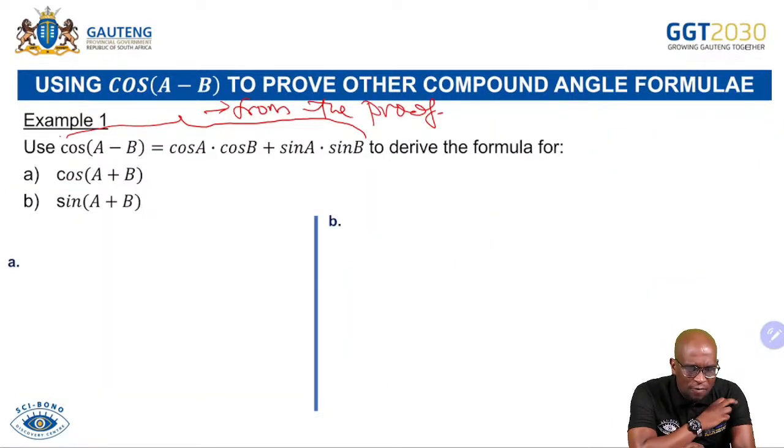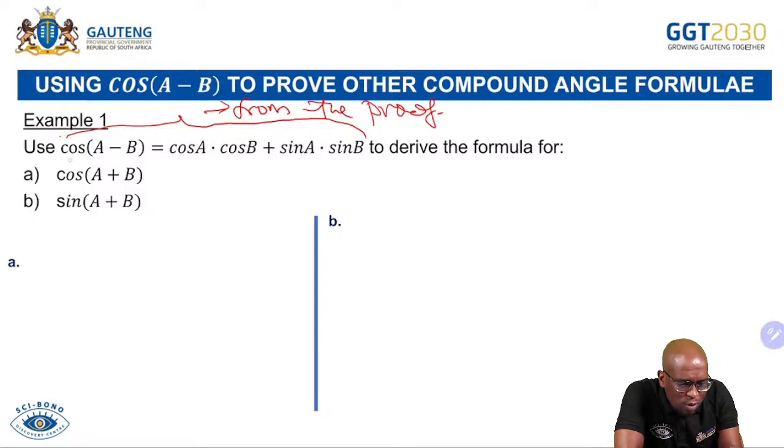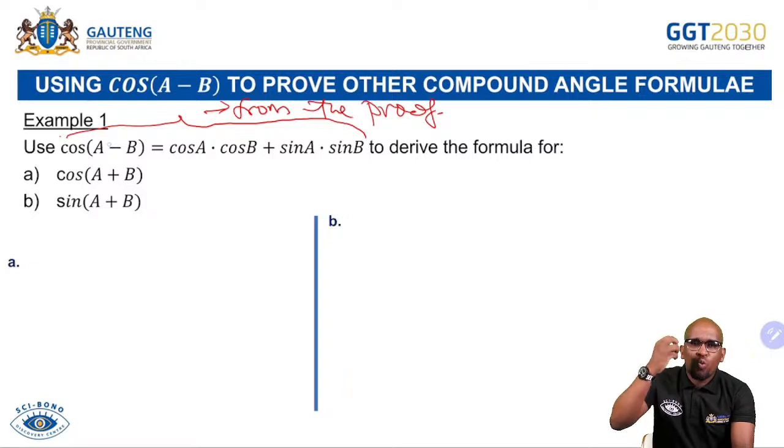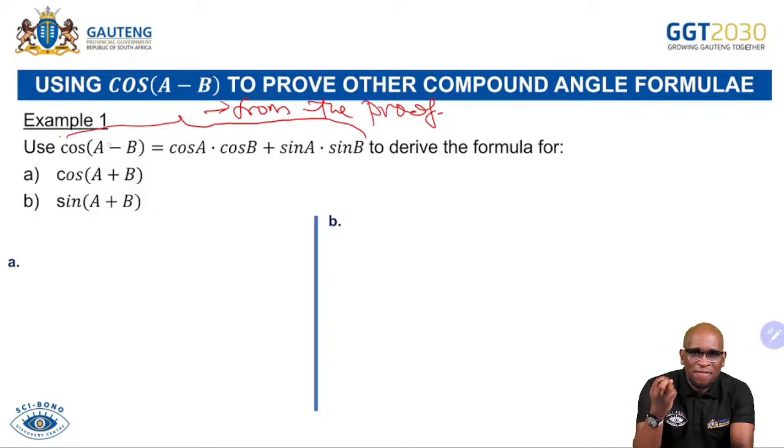Now, let's look at the first one. Cos A plus B. We check what we are given. The goal is to write down what we have, what we are given, or what we are required to prove. We want to write it down in a form that looks like what we are given.